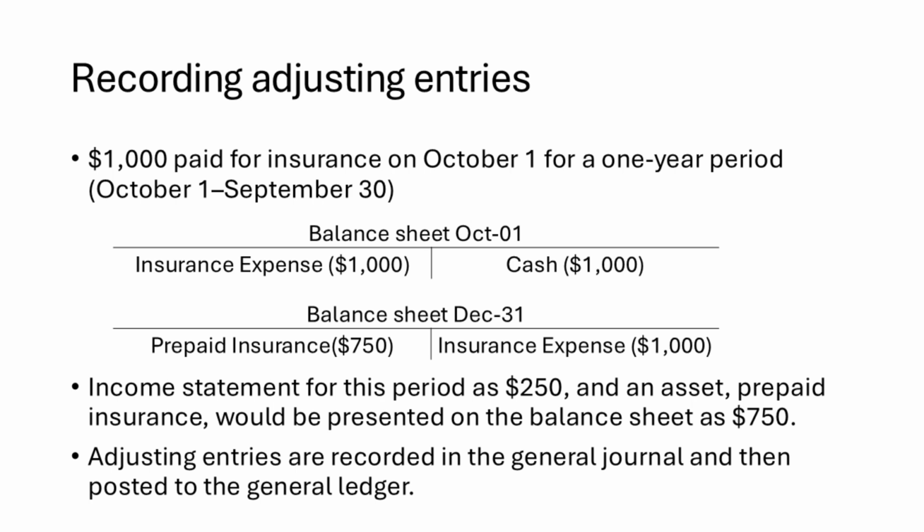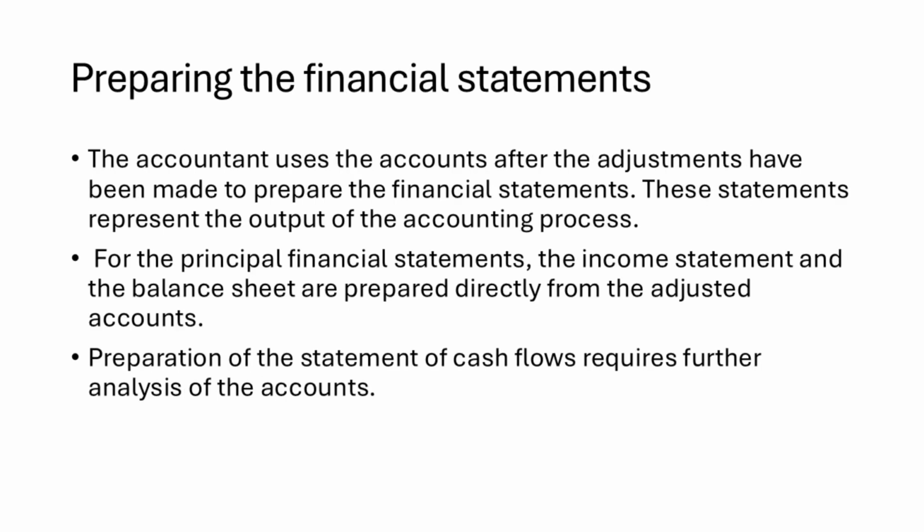Adjusting entries are recorded in the general journal and then posted to the general ledger. Once the accounts are adjusted to the accrual basis, the financial statements can be prepared. The accountant uses the accounts after the adjustments have been made to prepare the financial statements. These statements represent the output of the accounting process. For the principal financial statements, the income statement and the balance sheet are prepared directly from the adjusted accounts. Preparation of the statement of cash flows requires further analysis of the accounts.